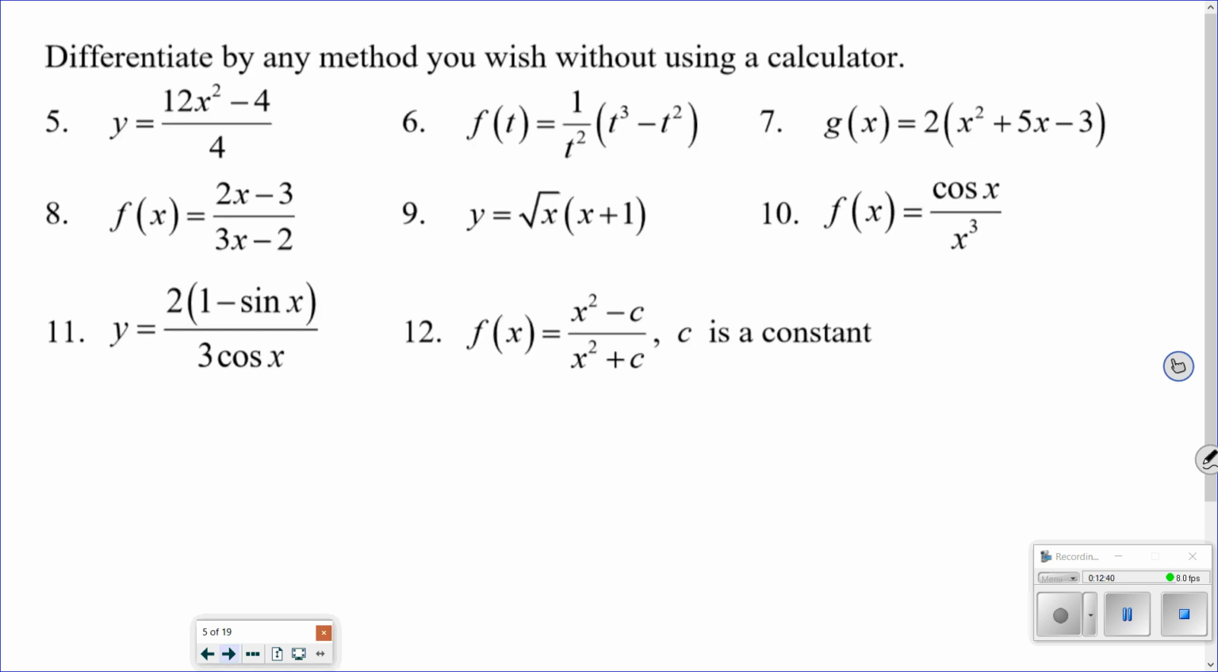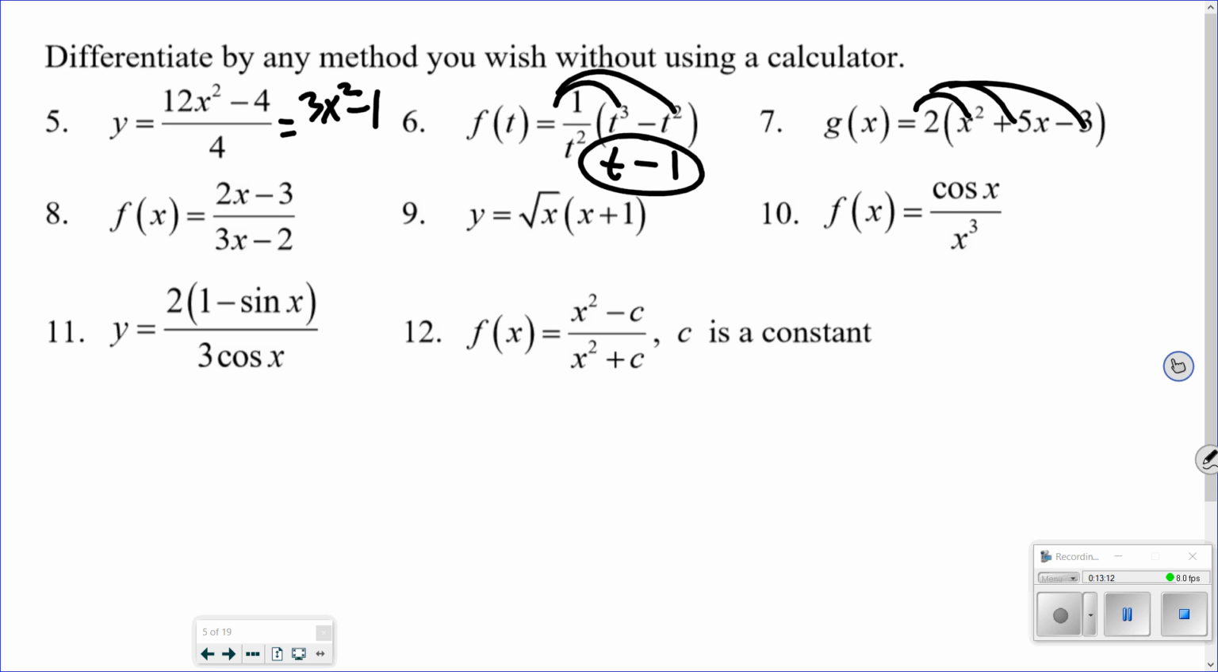On this one, it says use the method you wish. I would just say, like in number 5, it's really easy to divide both of those by 4. You can rewrite this as being 3x squared minus 1. And you can take the derivative of that in your head just in seconds. That's a lot easier than using the quotient rule. Same thing here. You could times through by 1 over t squared. That would get you t cubed over t squared, which is t, and t squared over t squared, which is 1. That's really easy to find the derivative of, a lot easier than trying to do the product rule. Same thing with 7. If you just times through by 2, then you can take the derivative.